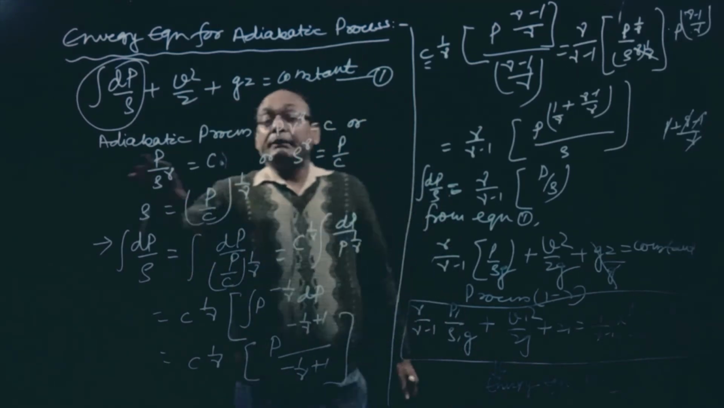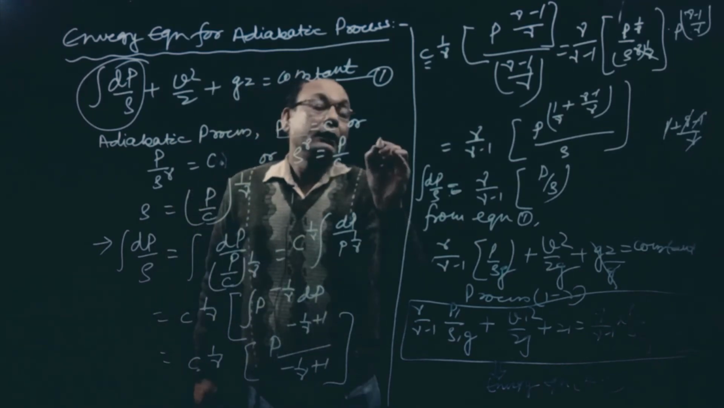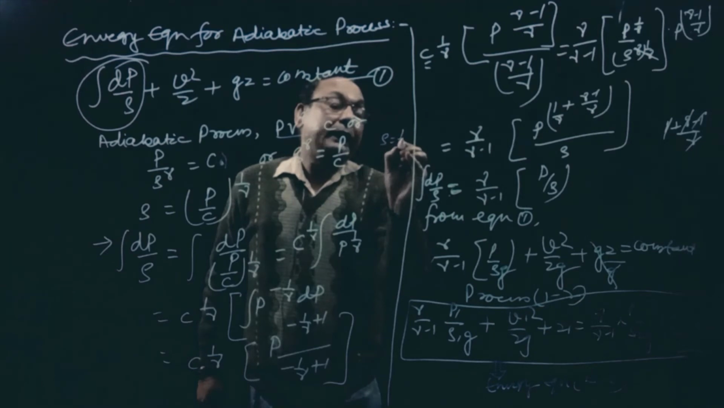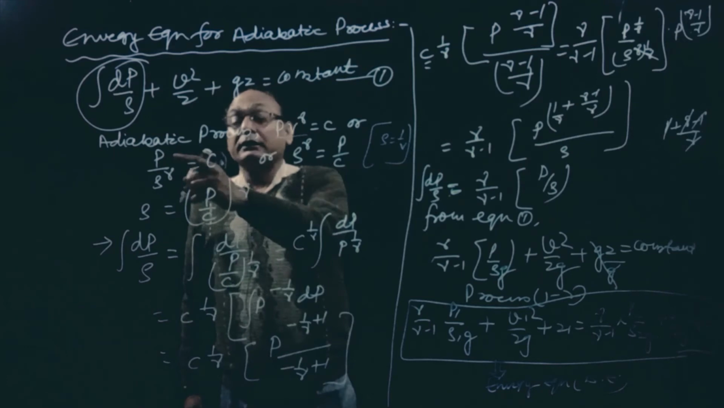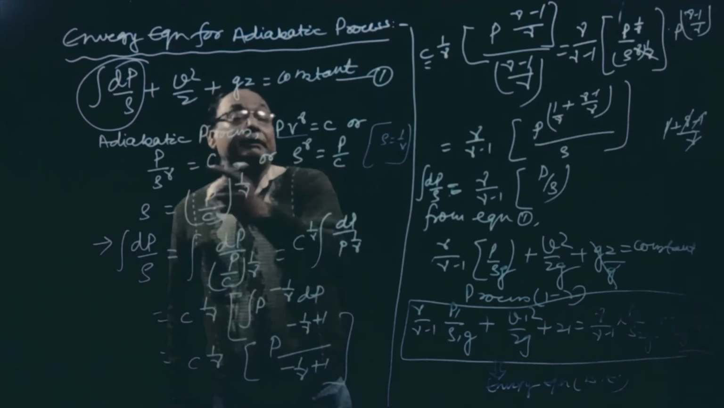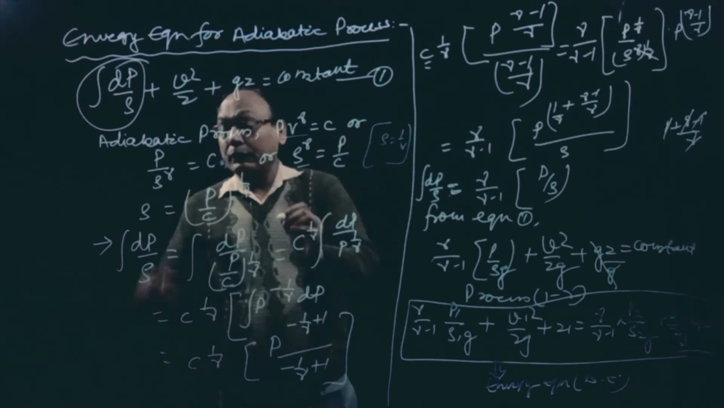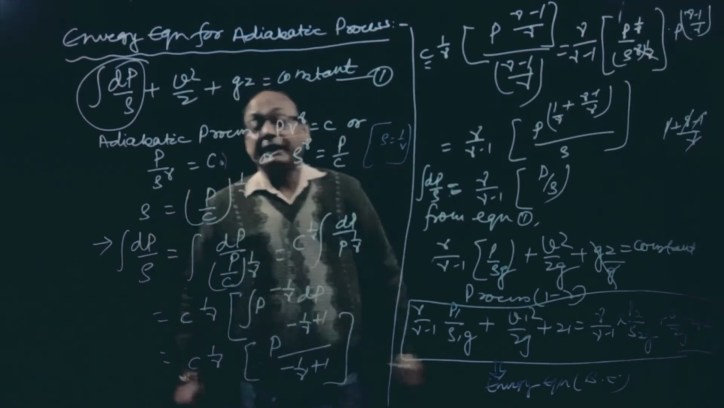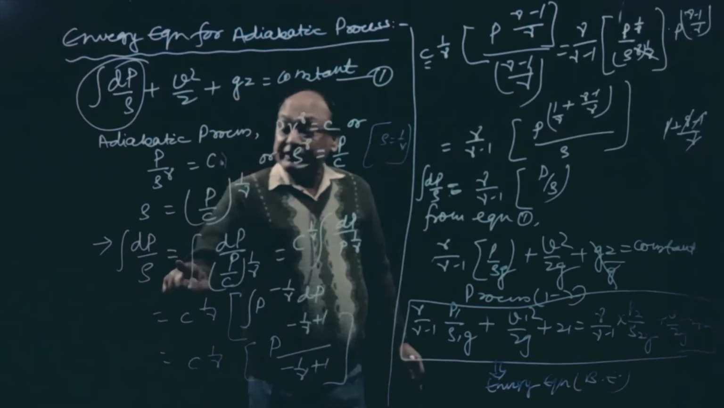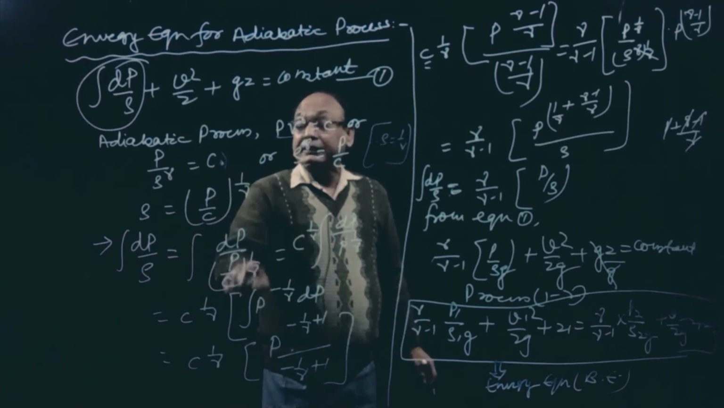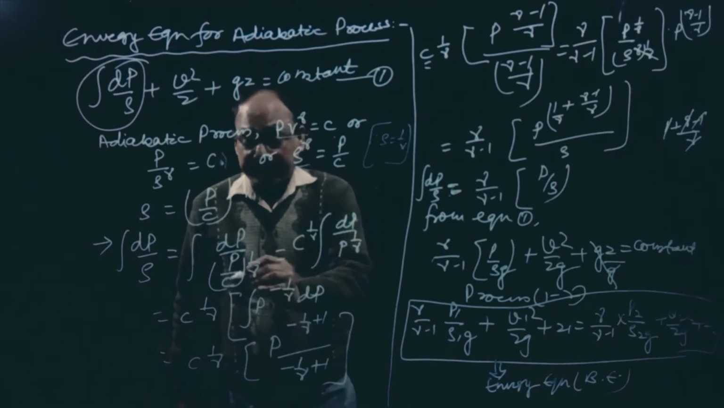So adiabatic process takes the form PV to the power gamma is equal to C, and as I told you, rho is 1 by v. So it will take the form p by rho to the power gamma is equal to C, and rho to the power gamma is p by C, and rho will be equal to p by C to the power 1 by gamma. Now our form is integration of dp by rho. Rho is p by C to the power 1 by gamma. So dp by p to the power 1 by gamma, and C will go in numerator.